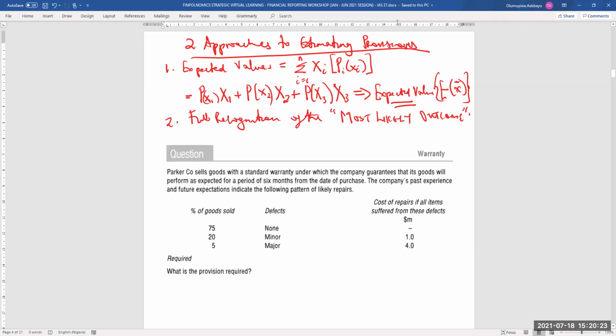I think this one should be the expected value method. Why is it the expected value methodology? Because, number one, it's not a one-off event. Two, a historical pattern is established, and they have probabilities. Each range of defect has its own probability attached to it, and even a monetary figure. So I think that is why you use expected value. Any other person?